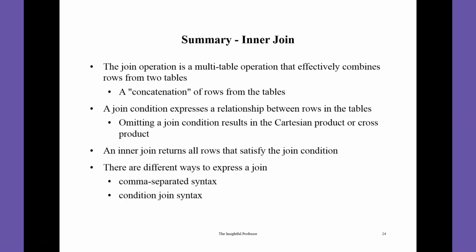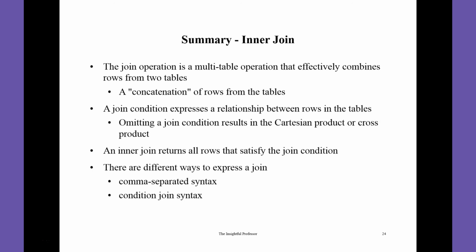So let's summarize the inner join operation. We've looked at quite a few examples. Most of the examples were based on comma-separated syntax, but we did give you the idea of the condition join syntax, and I think it's possibly more intuitive as well, especially when we're looking at joining 3 or 4 or 5 tables, because it's kind of an incremental approach. We join 2 tables, then we join a third one and a fourth one, and so on.